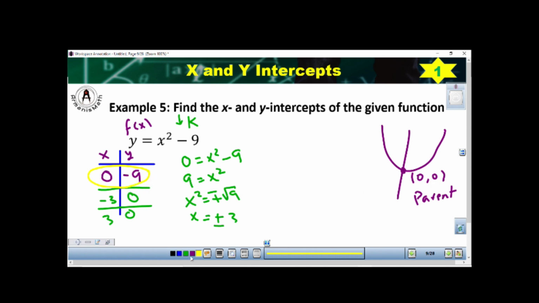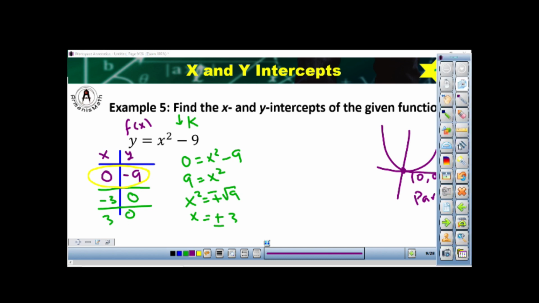Apparently, the parent is here at (0, 0). You take the parent all the way down to -9. And where do these legs touch the x-axis? Well, they happen at -3 and at 3. So let me try to graph this thing here.